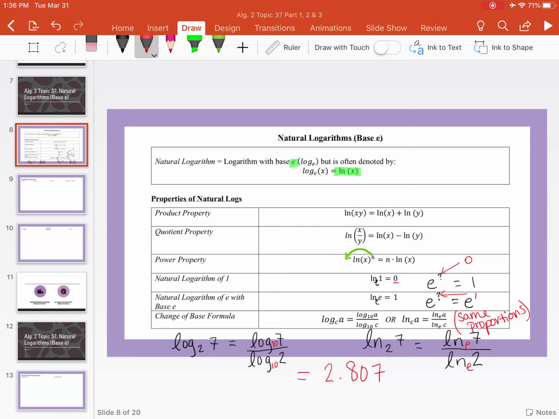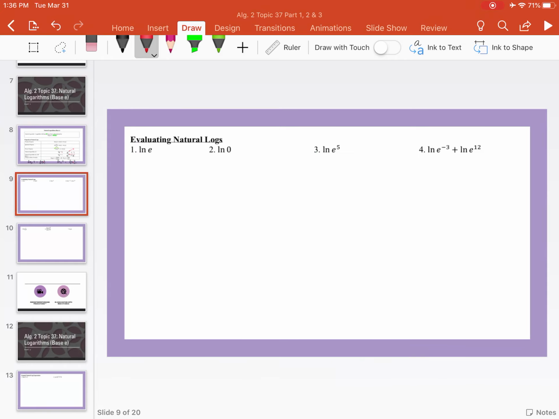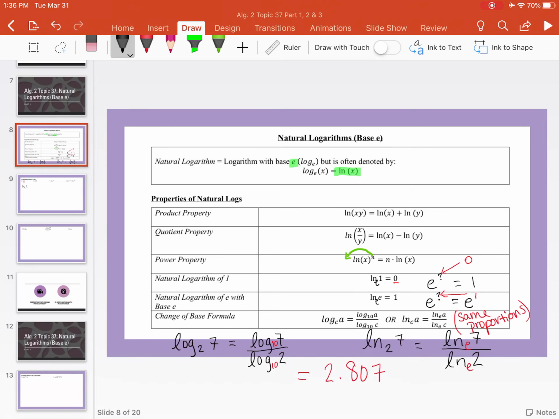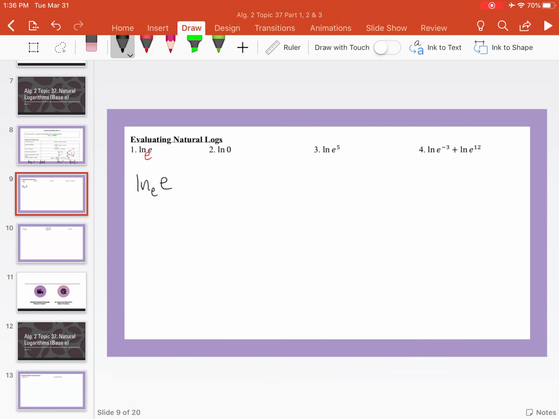So let's go into evaluating some examples. ln of e. Well, we know automatically that my base is e, even though it's usually omitted. So this is the same thing as ln base e of e. Well, we know from my property that ln base e of e is 1. So my answer here is 1.